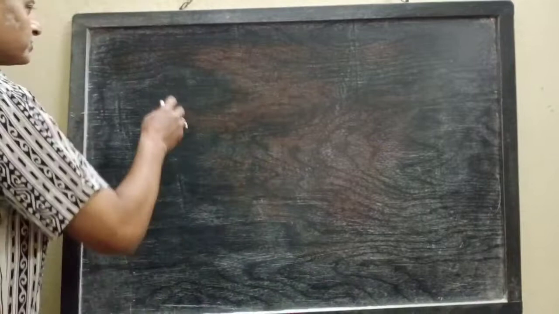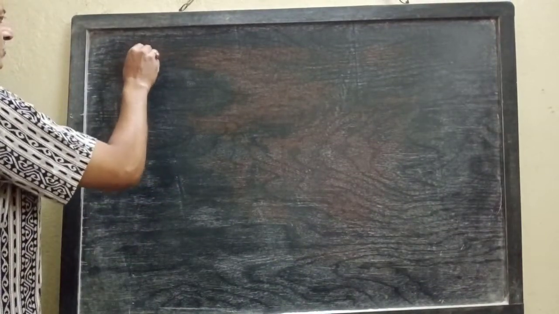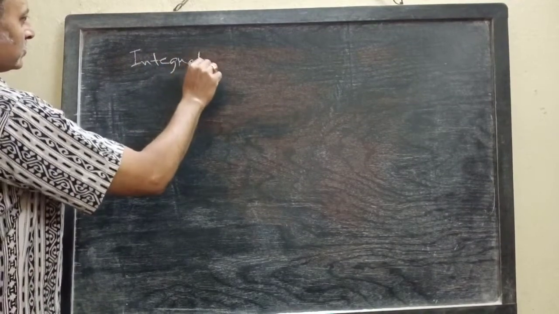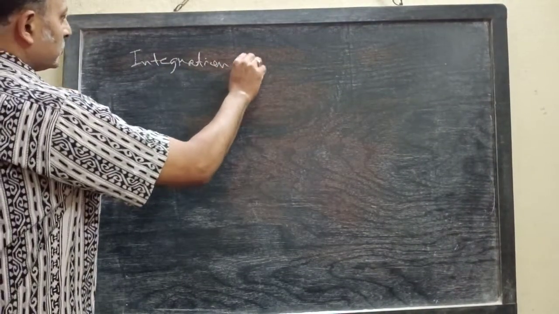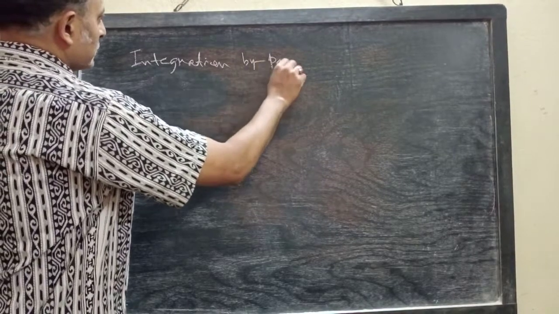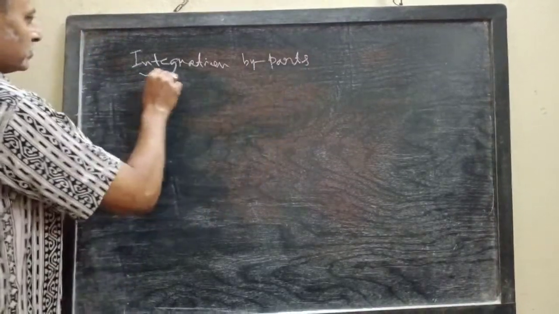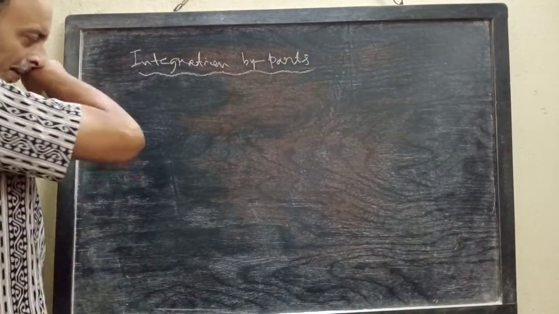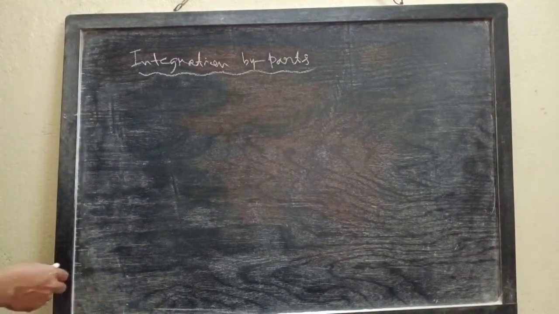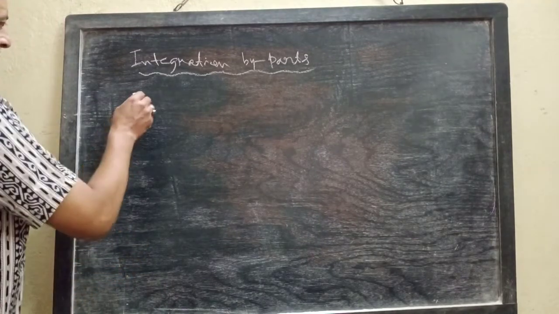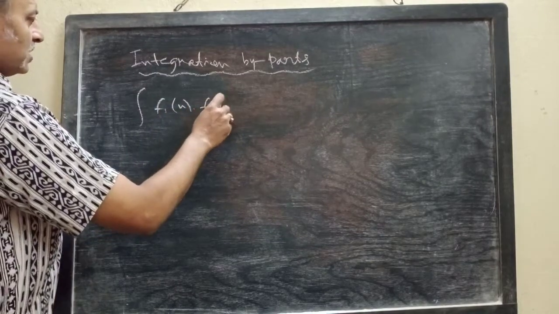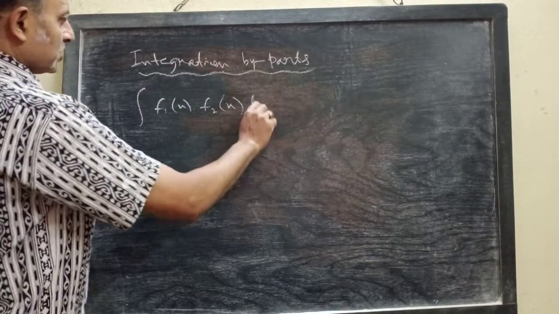So let us start integration by parts. What is integration by parts? This is the integral of a product of two functions. So one function is f1(x), another is f2(x), dx.